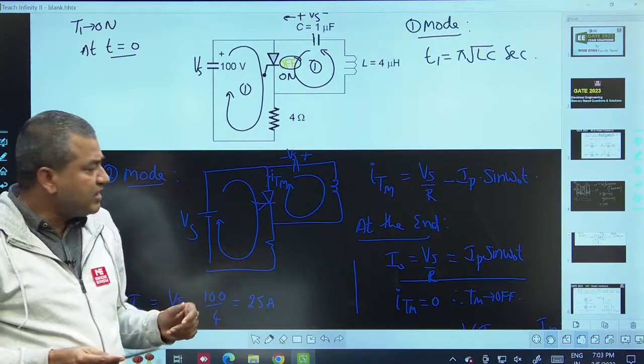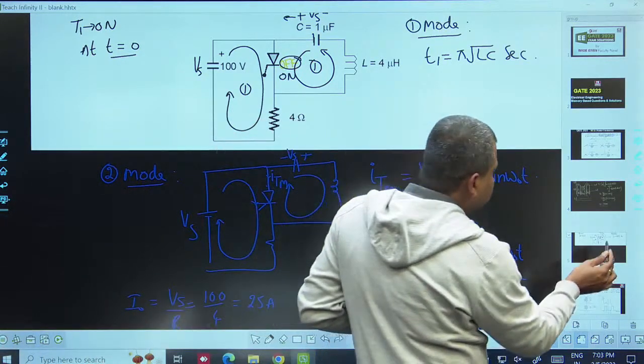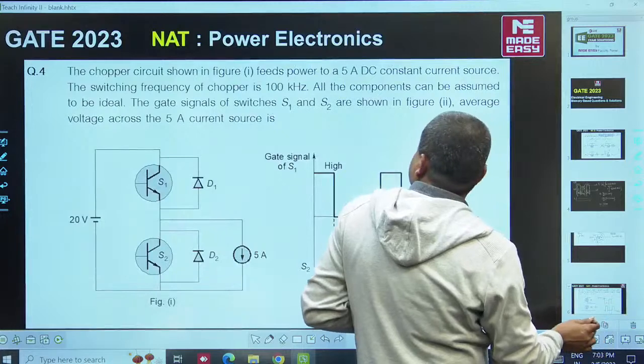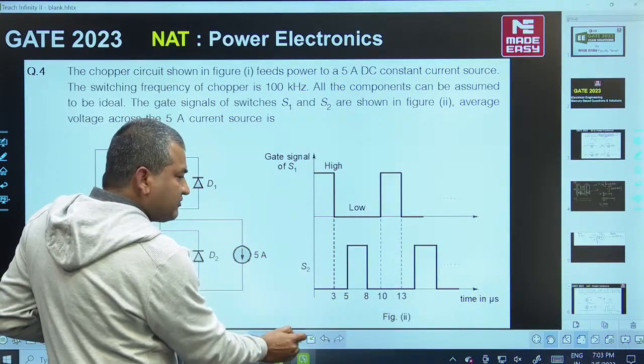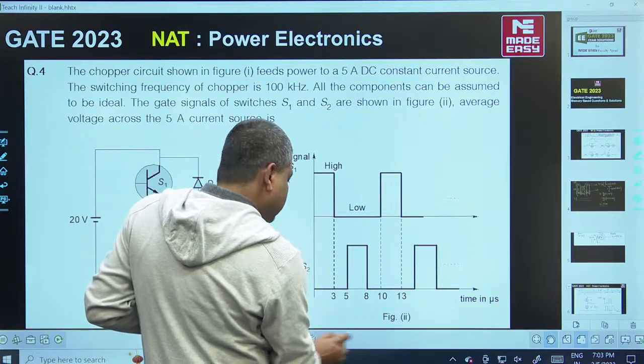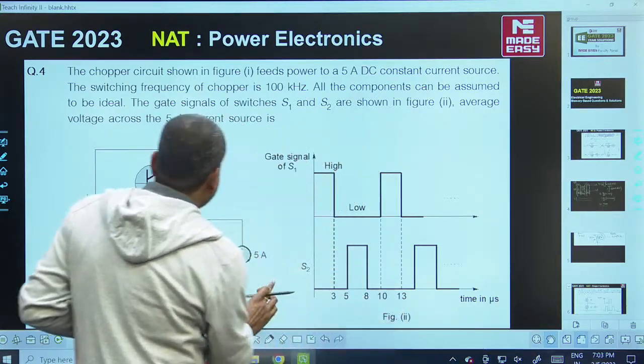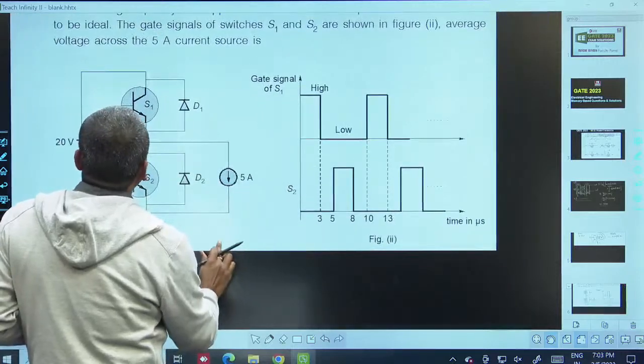Okay, so next, the third question, you see. Yes, so the third question, I will just summarize this one. Sajal sir will handle this one. Yes, just go through this one.